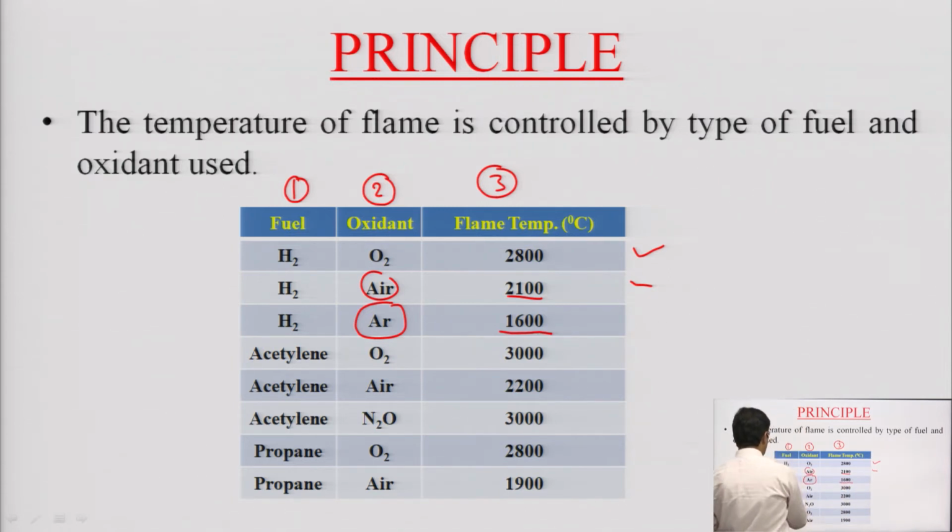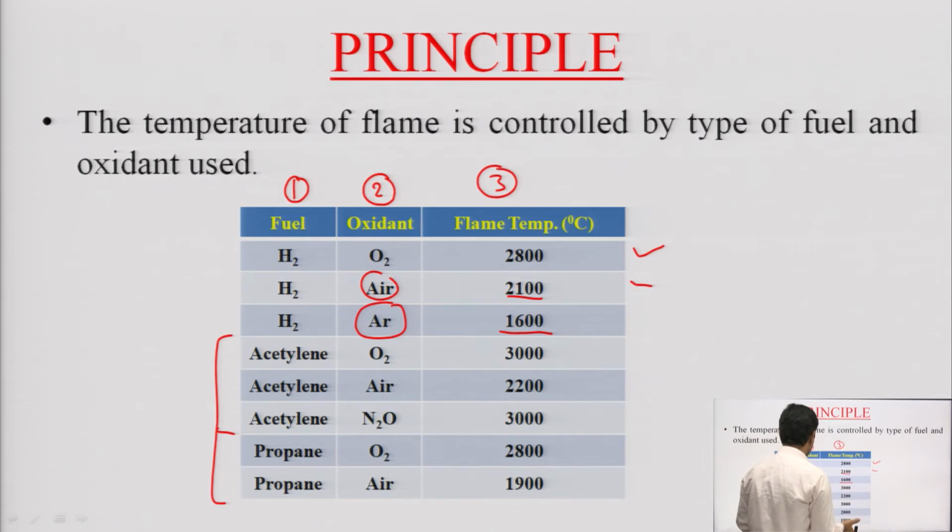Instead of hydrogen, if we use acetylene or propane as a fuel, then again by changing the oxidants like oxygen, air or nitrous oxide, we can achieve different temperatures. From this table you can clearly see that acetylene flames generally have a higher temperature when burnt in the presence of either pure oxygen or nitrous oxide. So, acetylene-nitrous oxide or acetylene-oxygen flames generally give you a higher temperature, around 3000 degrees Celsius.